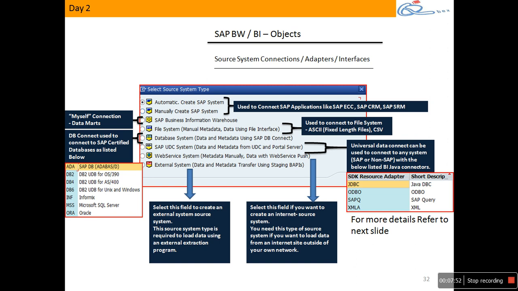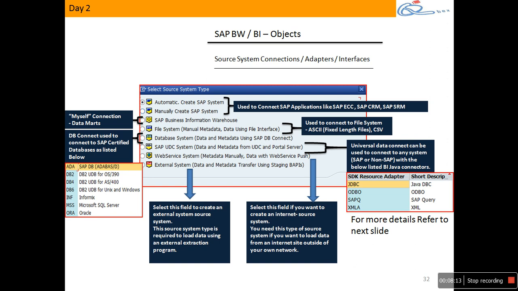In all the scenarios when you work with data marts, when you load from ODS to cube, cube to cube, cube to ODS, when you're trying to move the data from one place to another within BW, within the same server, we use this connection, the myself connection, where we're indicating the same BW server is acting as the source for the BW.